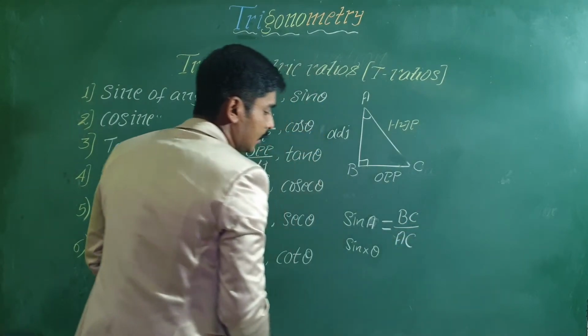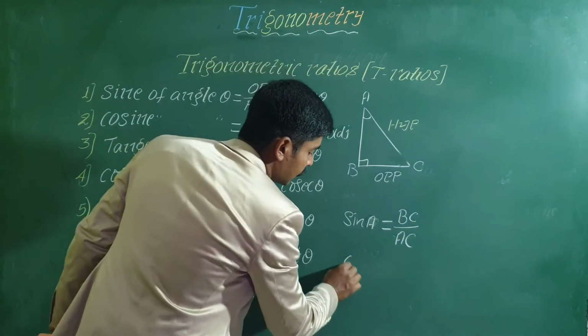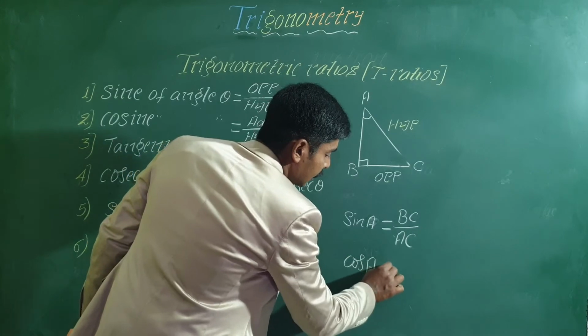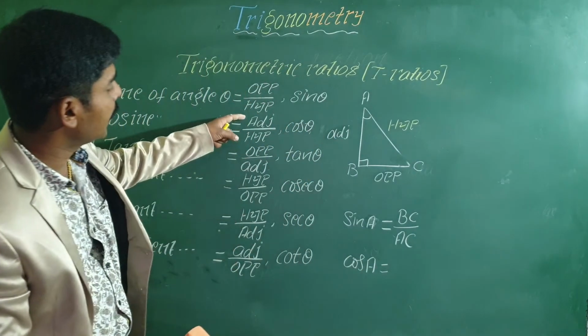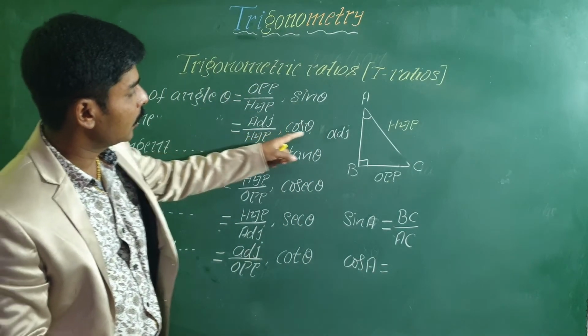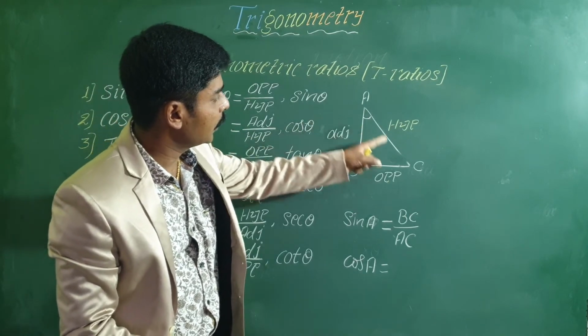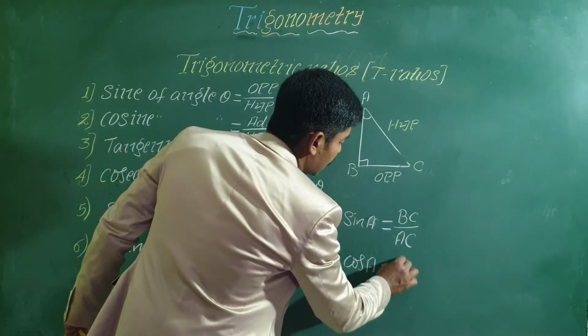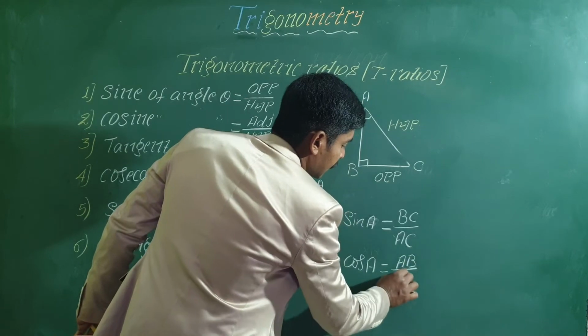In the same way, what is cos A? Cos of angle A. Cos A is adjacent by hypotenuse. The adjacent side is AB, hypotenuse is AC. So it will be AB by AC.